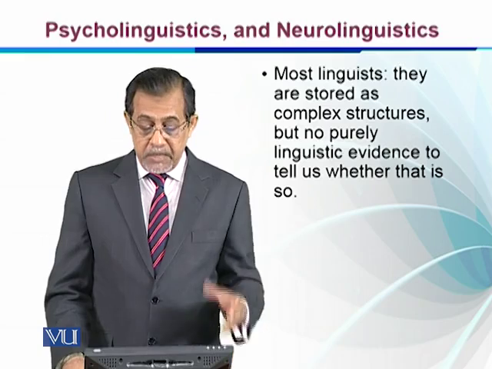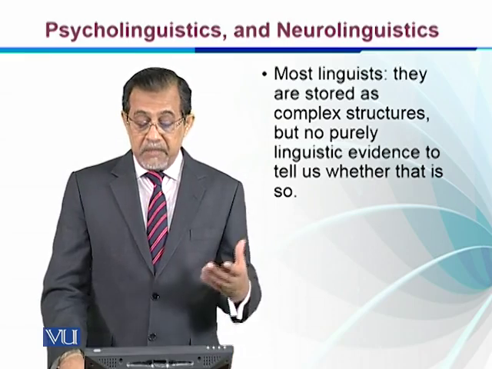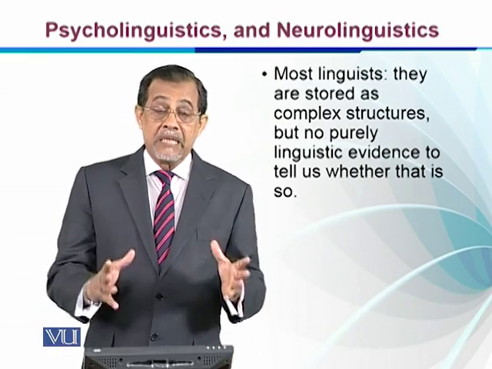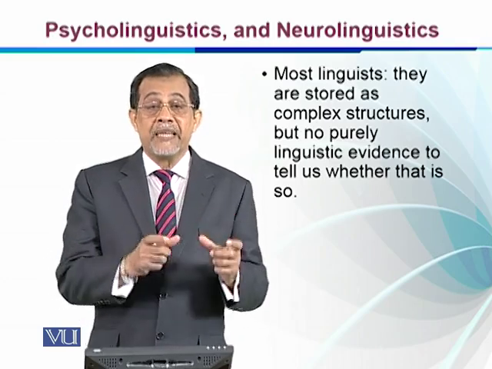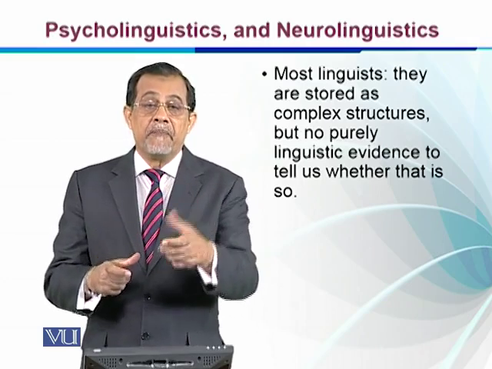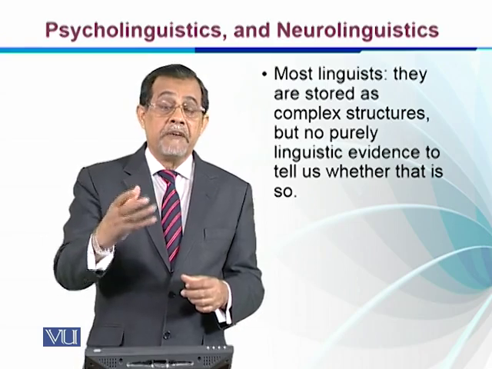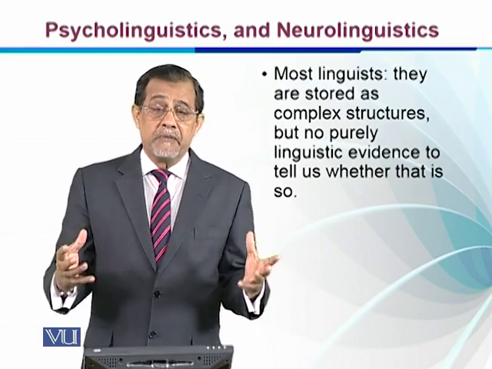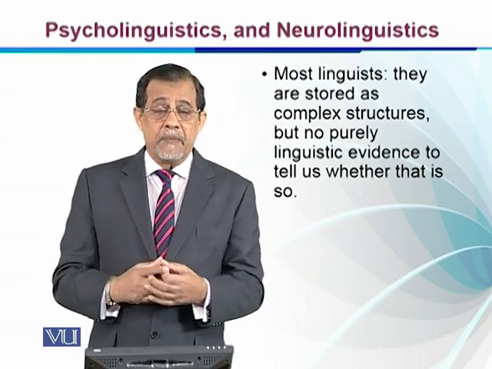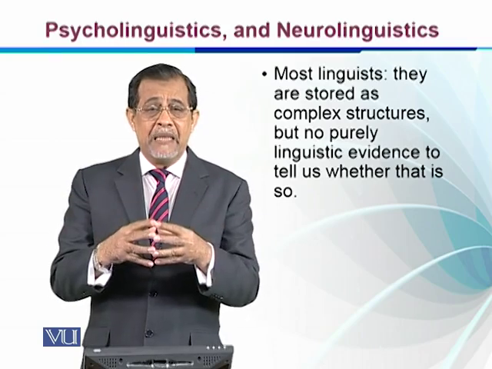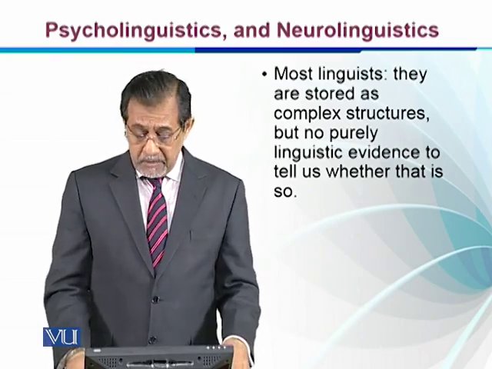According to most linguists, they are stored as complex structures, but there is no purely linguistic evidence to tell us whether that is so. As complex structures, it means that we take the word and store it as it is found in a complex form, instead of thinking that we have a stem and affixes stored separately in our brain, and whenever we need to use a certain complex word, we combine these things and use language. So this all takes place within the brain.